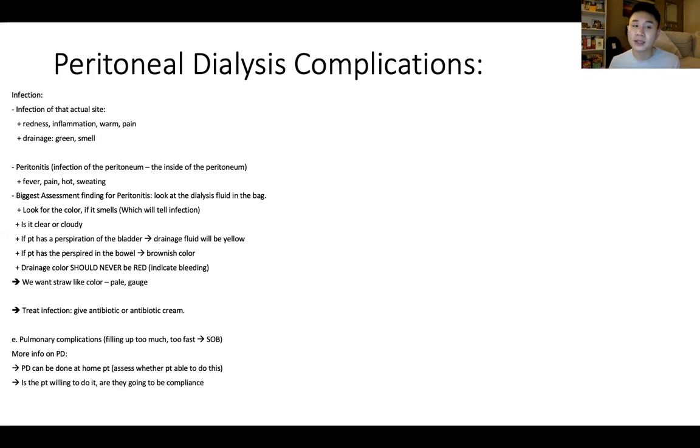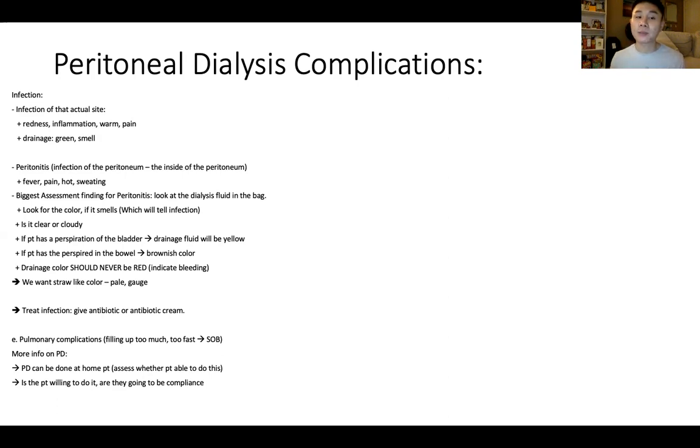The biggest assessment finding for peritonitis is to look at the dialysis fluid in the bag. So we look for the color. If it smells, that can tell us infection, because a foul odor can be an indication of infection. Is the fluid cloudy or clear?